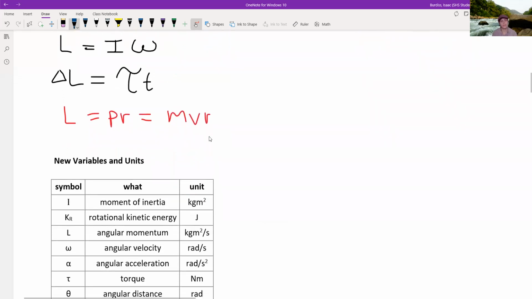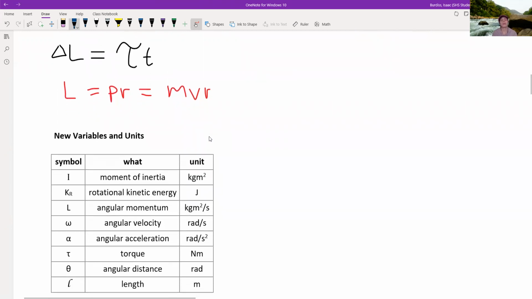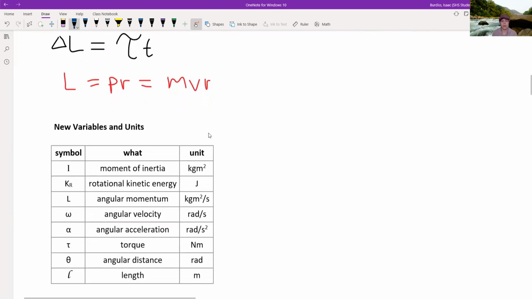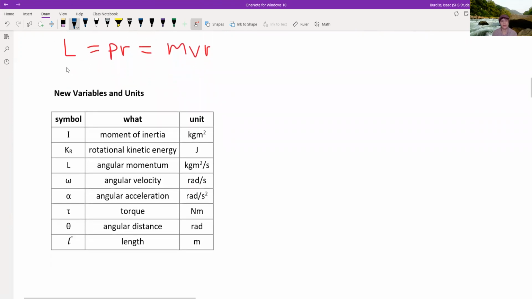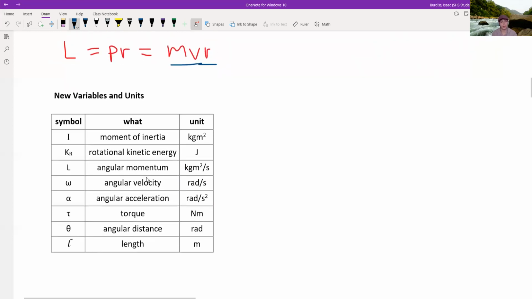Okay, then you have angular momentum, which equals I times angular velocity. And then the change in angular momentum is torque times time. And how you get to the linear momentum is multiplying, well, you multiply the linear by r to get to the angular. So that's different than the other things. And so mvr is the same thing as the angular momentum.